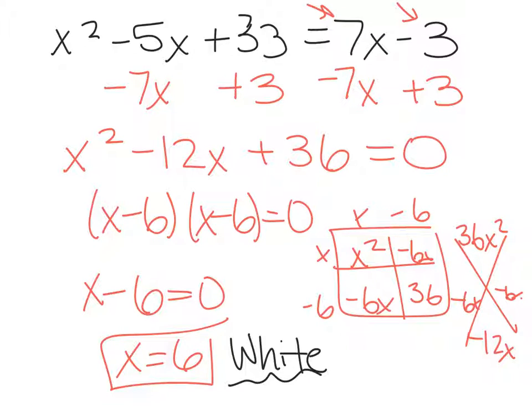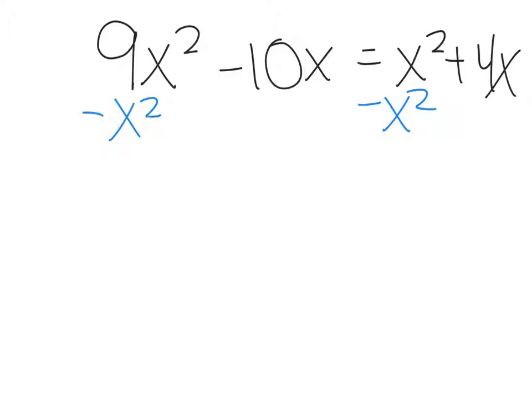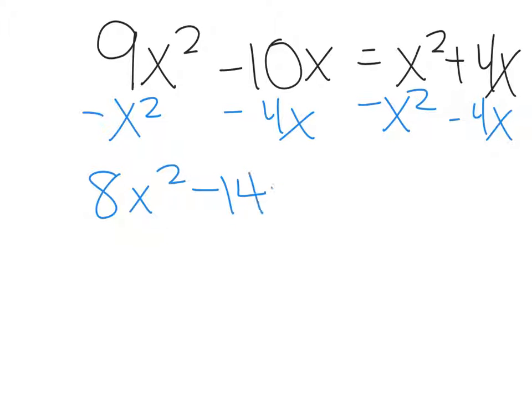Let's do one more example together. All right, I'm going to go ahead and do number 12 together. So we have 9x squared minus 10x equals x squared plus 4x. So again, I want to set it equal to 0. I'm going to go ahead and do this at the same time. So that's 8x squared minus 14x equals 0.